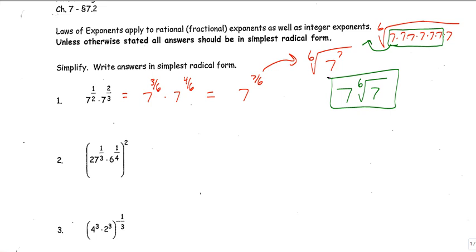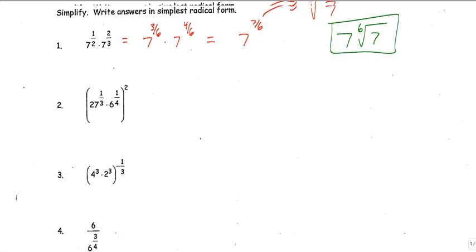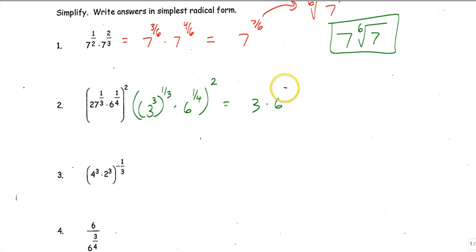Now, whenever you're dealing with numbers, it's always good to break the base down to the most simplest term also, if you can. 27 can be broken down to 3s. So, first thing I'm going to do is do that. So this is going to be 3 to the 3rd to the 1/3 times 6 to the 1/4 squared. That's the same thing as saying 3 times 6 to the 1/4 squared.